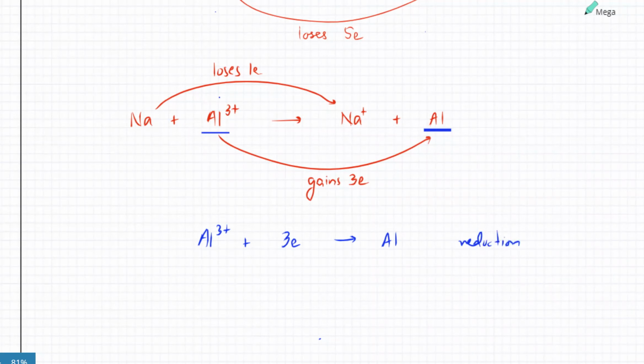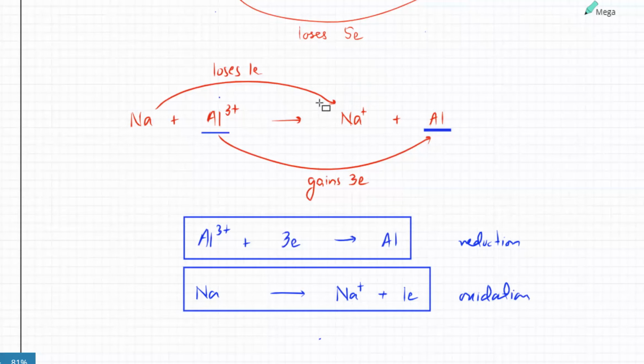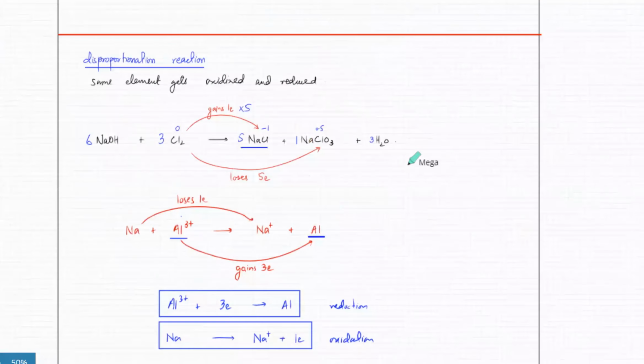And my oxidation equation is Na turning into Na plus 1. So Na loses 1 electron and turns into Na plus 1. That's my oxidation equation. So I can split the equation into 2 parts: one is reduction, the other is oxidation. I can do this for every equation, but it's just time consuming, so I don't need to actually do that. I can do the working on the whole thing.